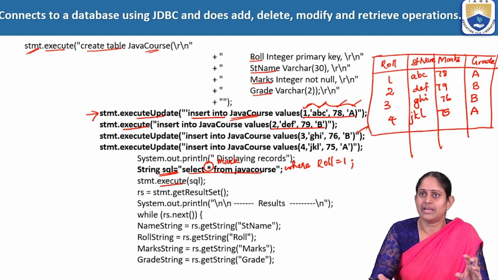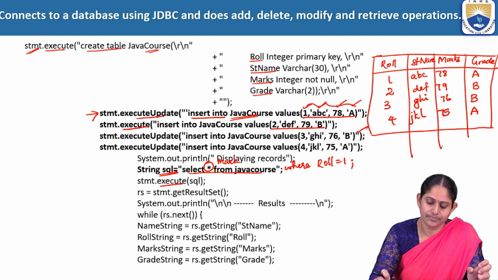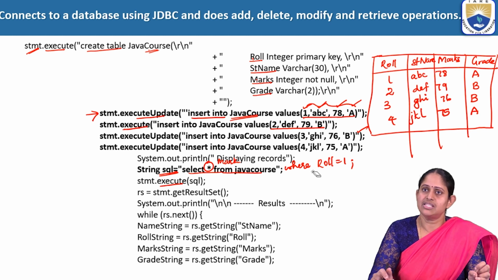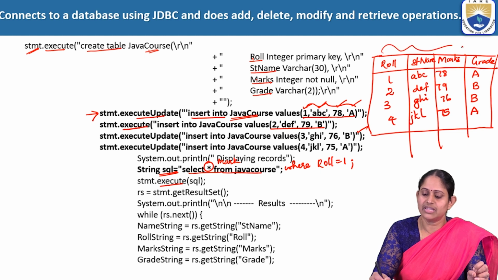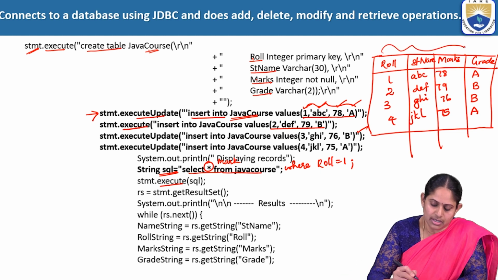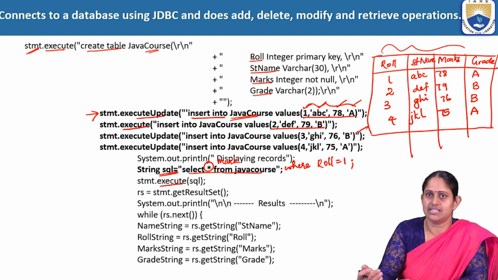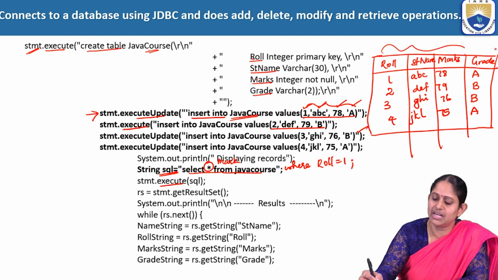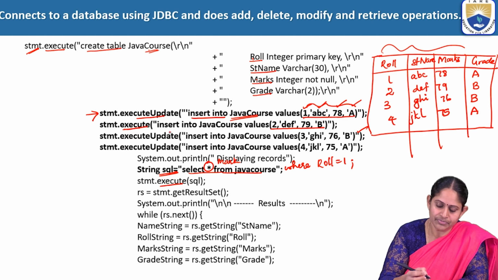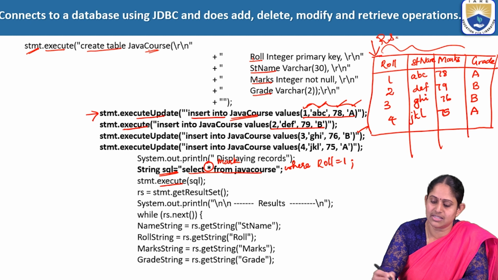So you will get a result set with this particular output. Now we have to retrieve these values one by one and display them. So this whole table is being stored onto the result set. So we have the result set. This will be our result set.